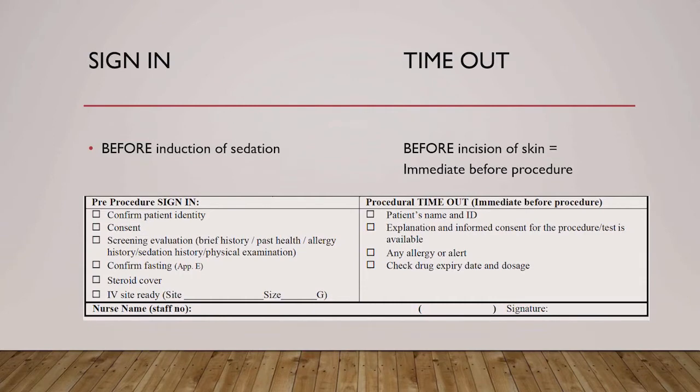So for the pre-procedure sign-in, it is recommended to do the following: confirm the patient's identity, obtain consent, confirm that there's a correct consent, and also do a screening evaluation of the fitness for sedation, for example, take a brief history, know the past health of the patient, any allergy history, any history of difficulty in sedation, and perform a general physical examination. And also confirm the patient has adequate fasting time for the respective procedure, see if the patient needs any steroid cover, and also check the intravenous site, whether it is big enough and whether it is patent.